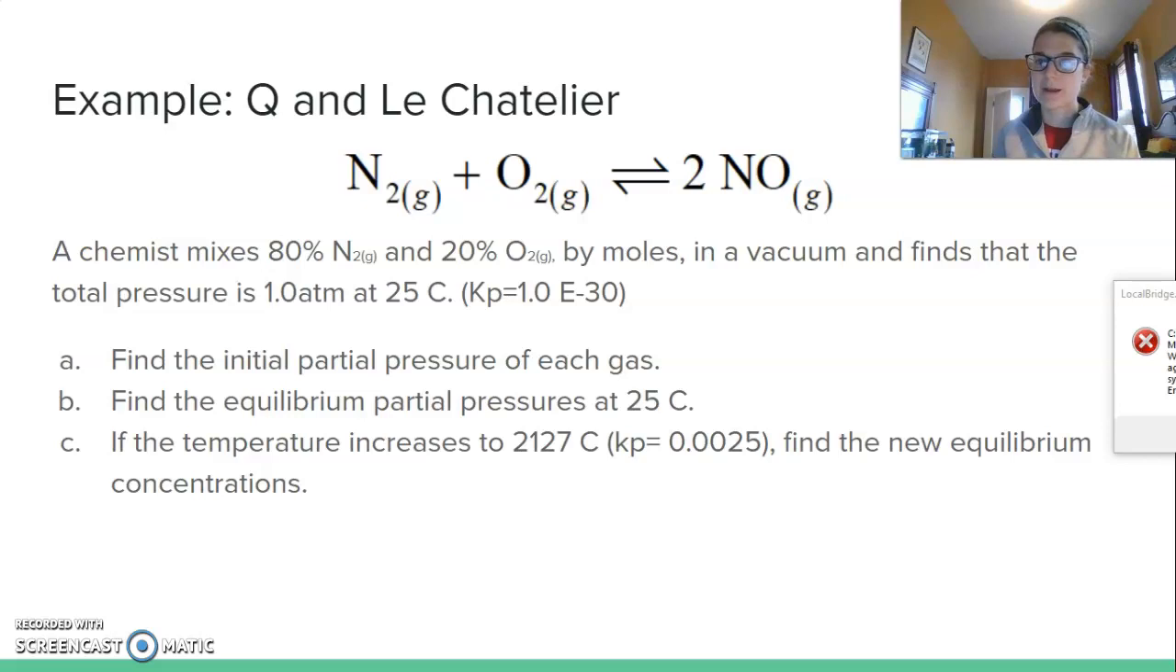And then if the temperature is increased with the new Kp value, because remember K, the constant, changes with temperature, find the new equilibrium concentrations. So first, to find the initial pressure of each gas, remember pressure and moles are directly related. So if we have 80% N2 and 20% O2 to start with, that means 80% of our pressure is related to N2 and 20% of our pressure is related to O2. So remember, it doesn't matter for gases and pressure what the species is. Pressure is directly related to the number of moles of something.